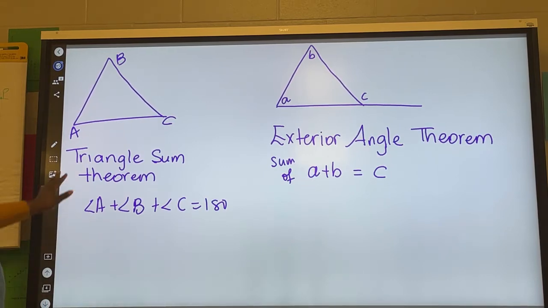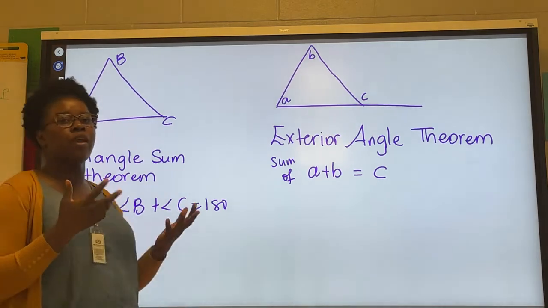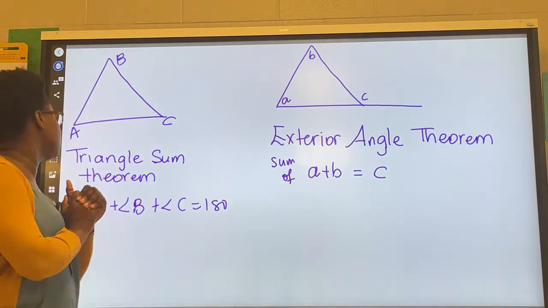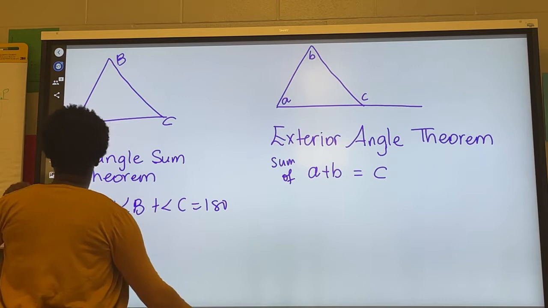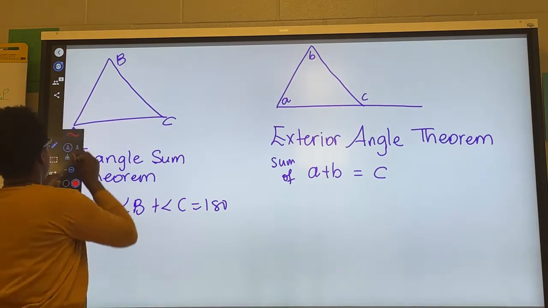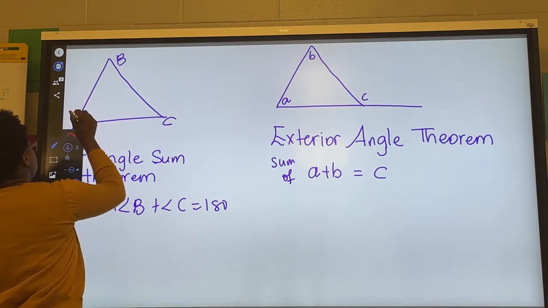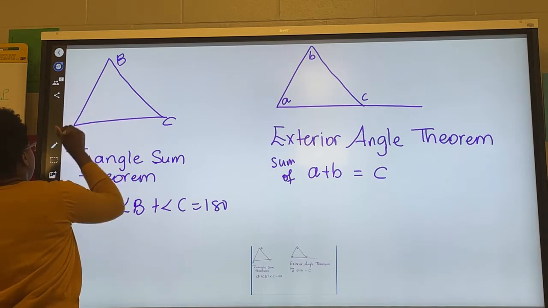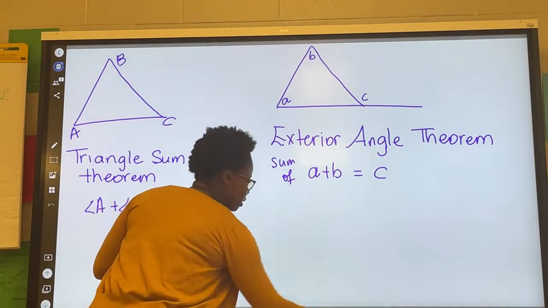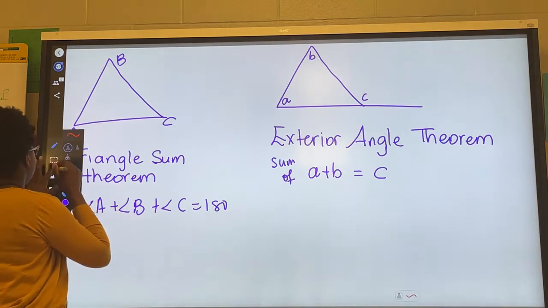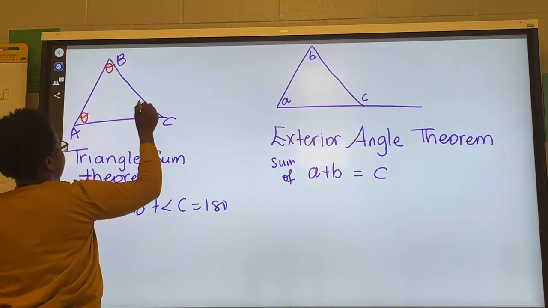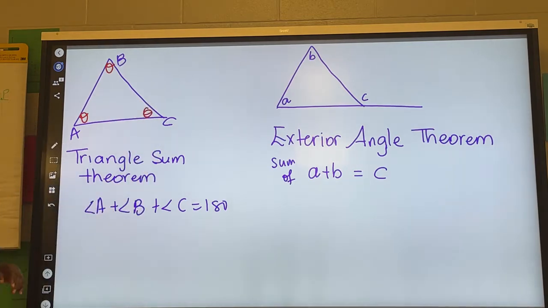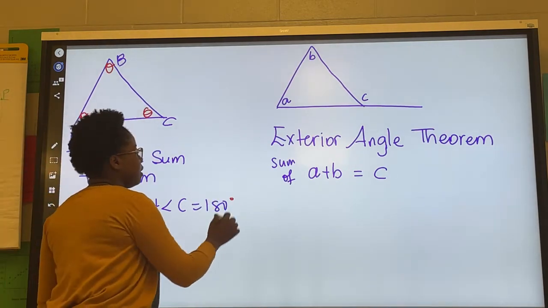For the triangle sum theorem, basically, the sum of the three angles in a triangle is equal to 180 degrees. That means angle A plus angle B plus angle C all add up to 180 degrees.